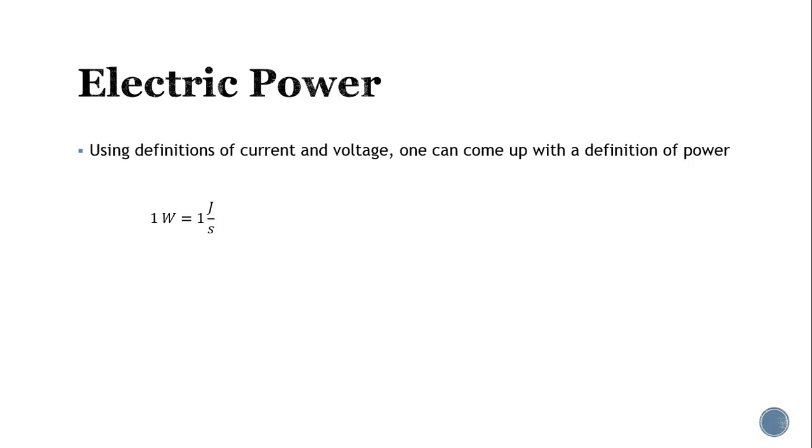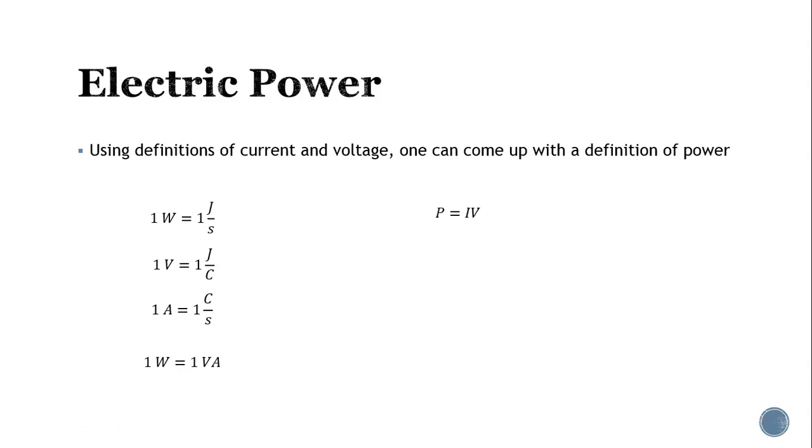If we use the definitions of current and voltage, that 1 volt is 1 joule per coulomb, and 1 amp is 1 coulomb per second, it becomes fairly clear that if I take an amount of volts and an amount of amps and multiply them together, I should get power. That 1 watt is also 1 volt times 1 amp. You can actually show this by taking a joule per coulomb, multiplied by a coulomb per second, and you end up with a joule per second.